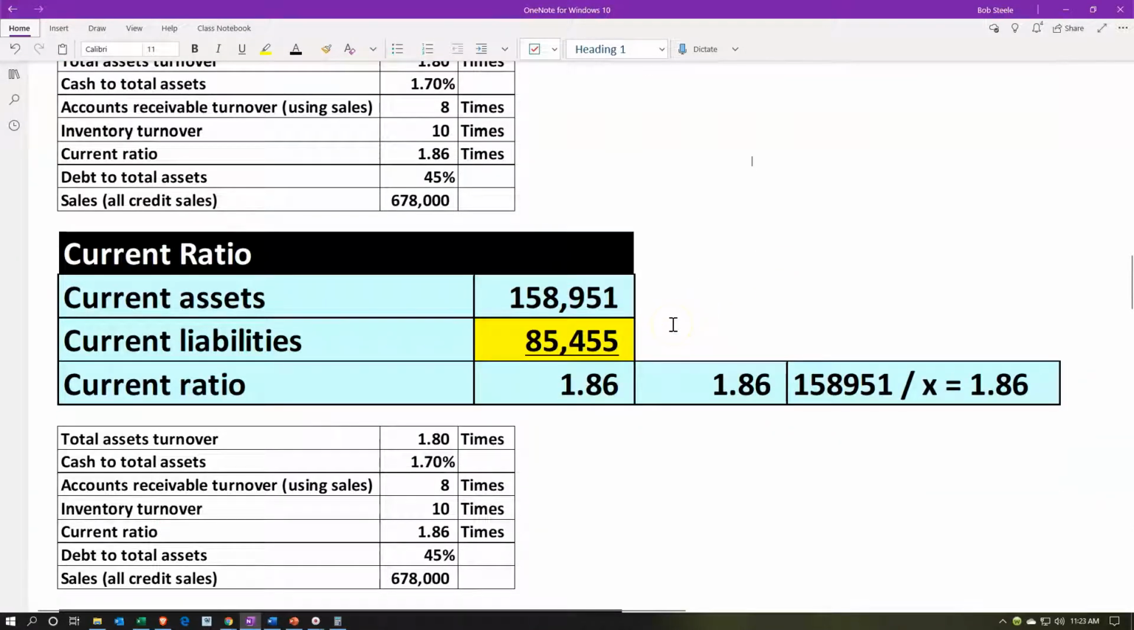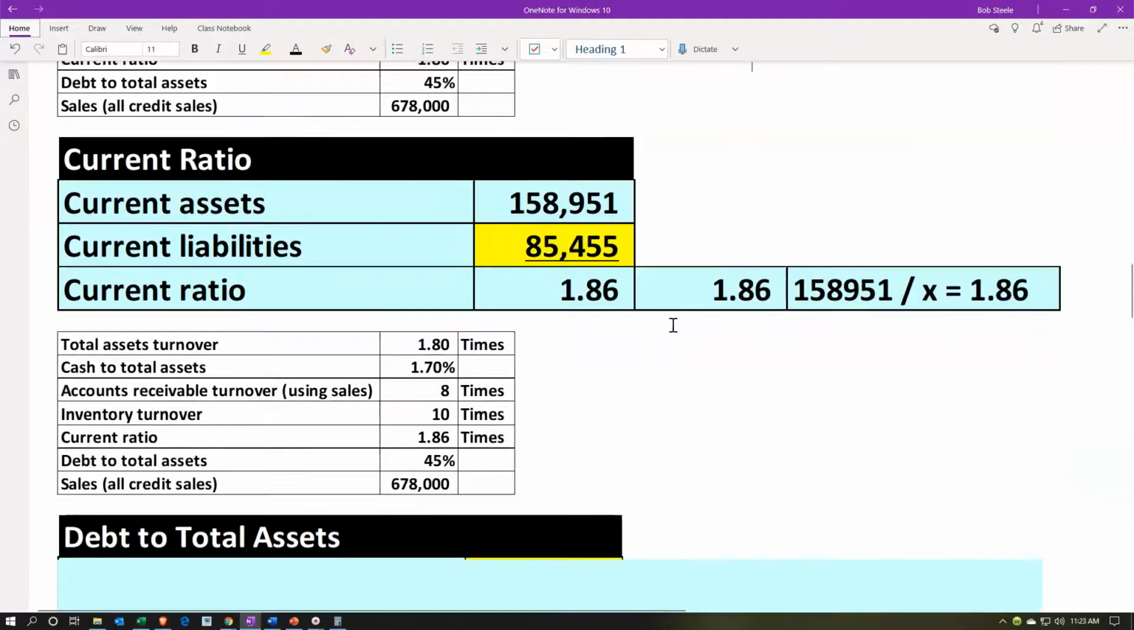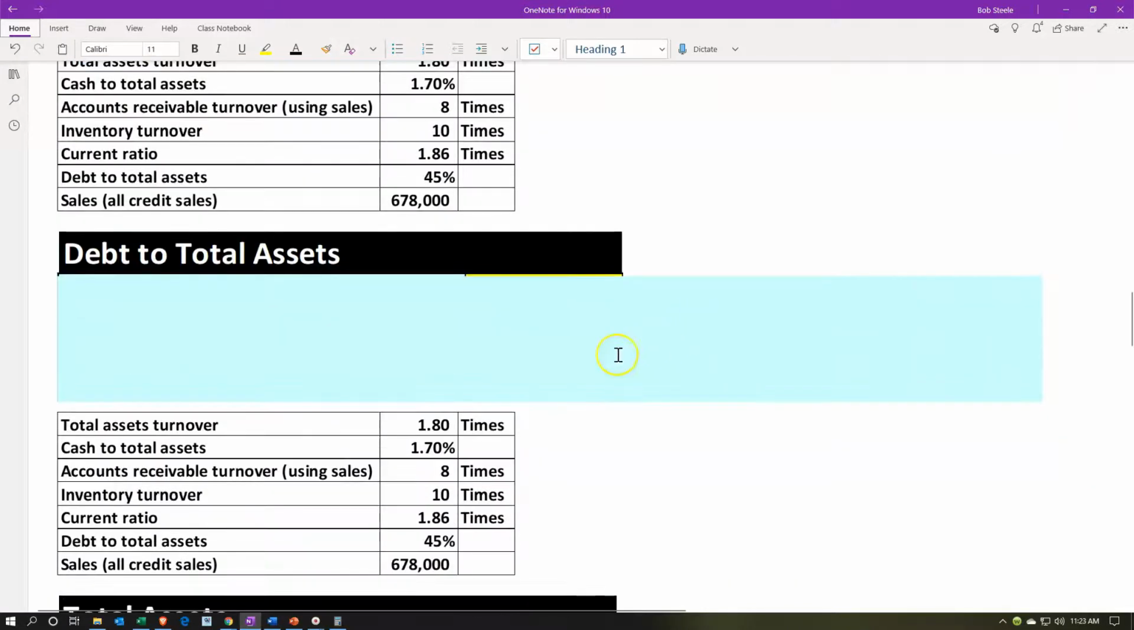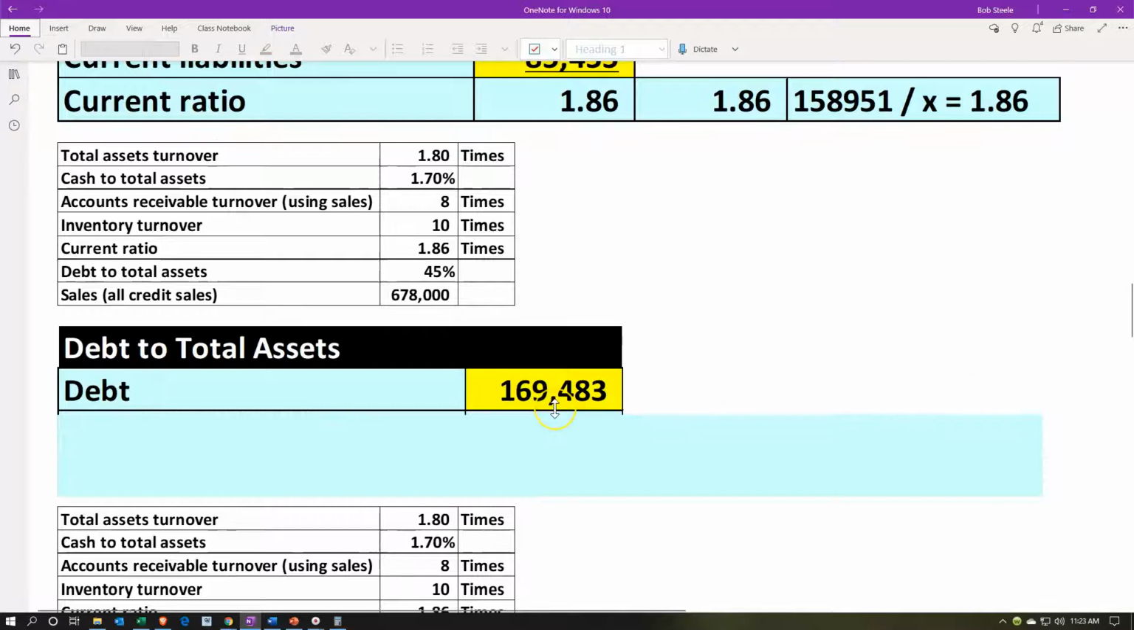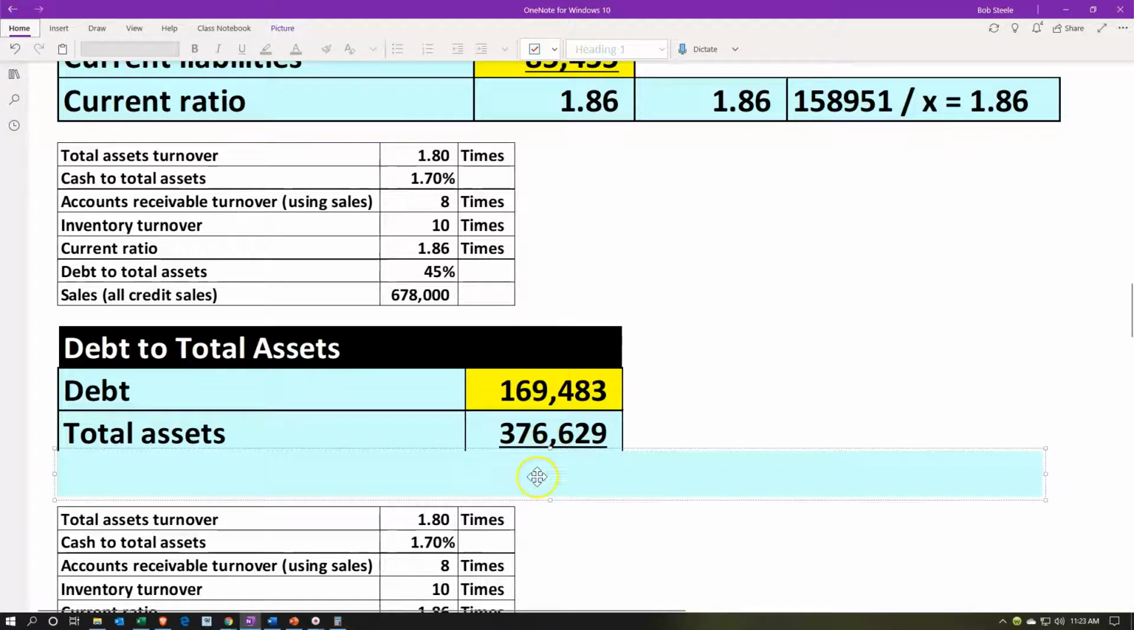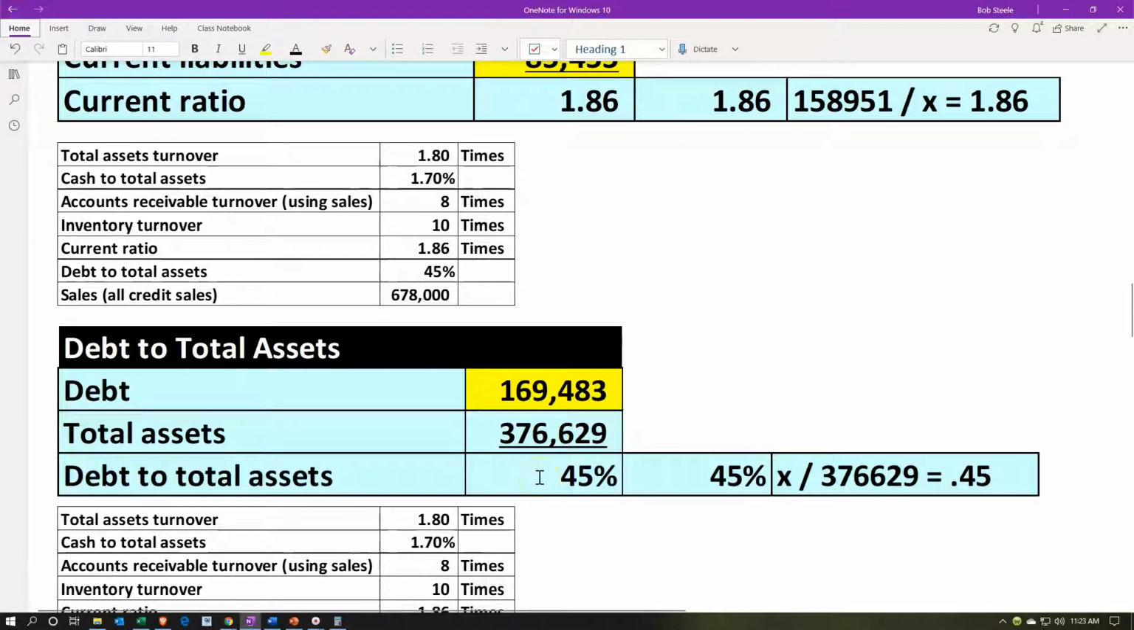We're going to be taking the 85,455 for the current liabilities. Then we got the debt to total assets. That is exactly what it sounds like, meaning we're going to pick up the debt, the liabilities, compare that to the total assets number, and that's going to give us our debt to total assets.